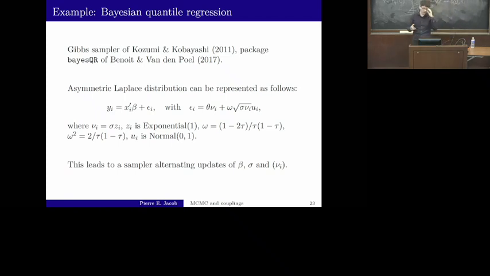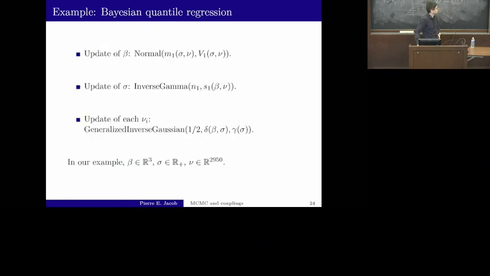Once you have this, you can augment your variables. Instead of having just beta and sigma, you can augment with the z. There are many ways of doing it, and this is not the only paper on the problem, but this is the one that's implemented in bayesQR. So that leads to this. I'm making it a bit short, but you end up with 3 updates that you alternate to generate the whole chain. So this describes your MCMC algorithm.